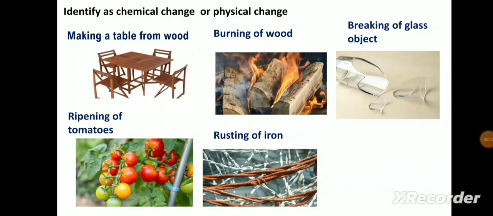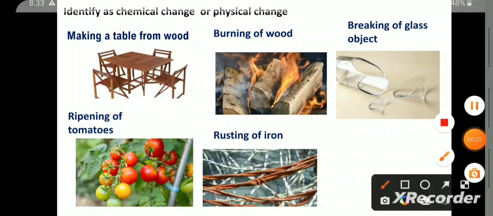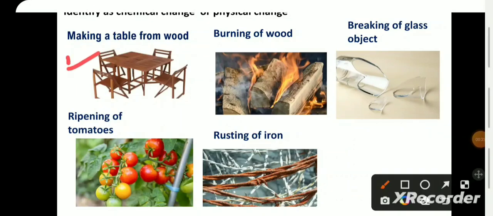Now I hope you understood the difference between physical change and chemical change. Now this is an activity you have to perform, and you have to tell me which is a chemical change and which is a physical change. First, making a table from wood. Tell me, is it a physical change or a chemical change? Yes, exactly, it is a physical change. It means only the shape of the wood has changed. So making a table from wood is a physical change.